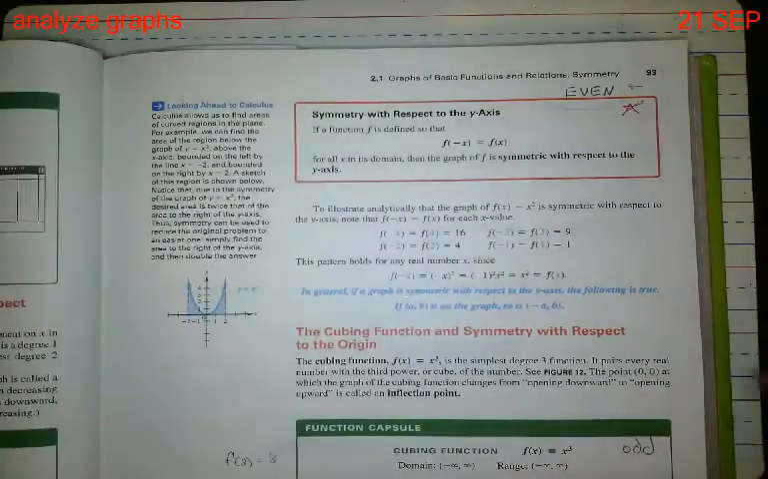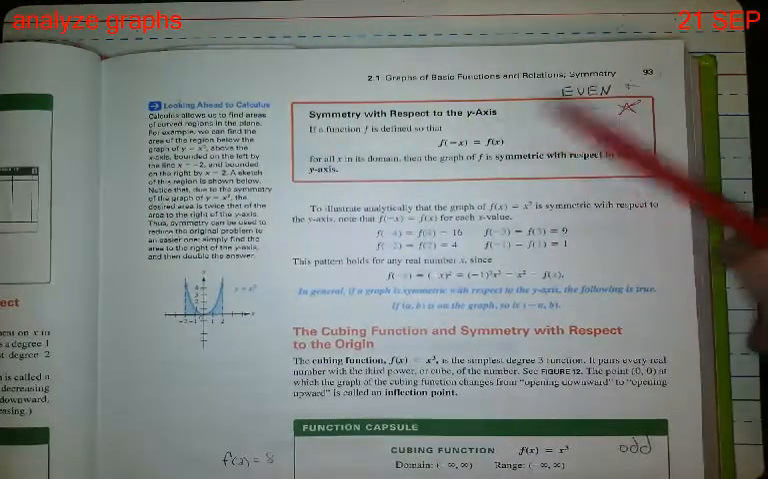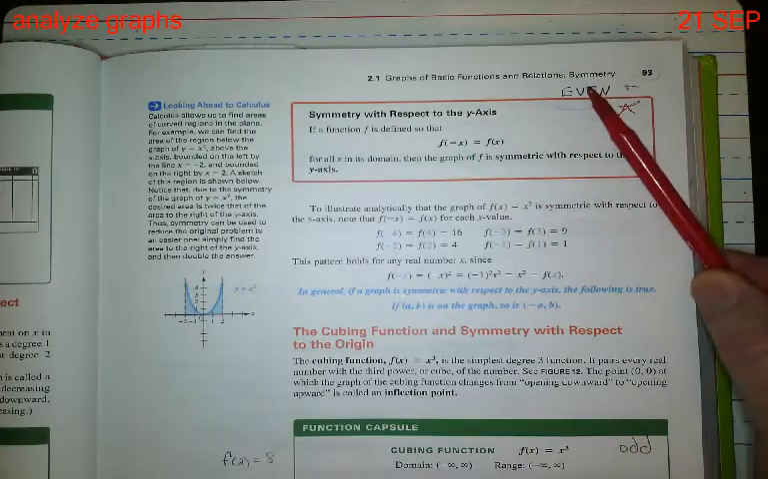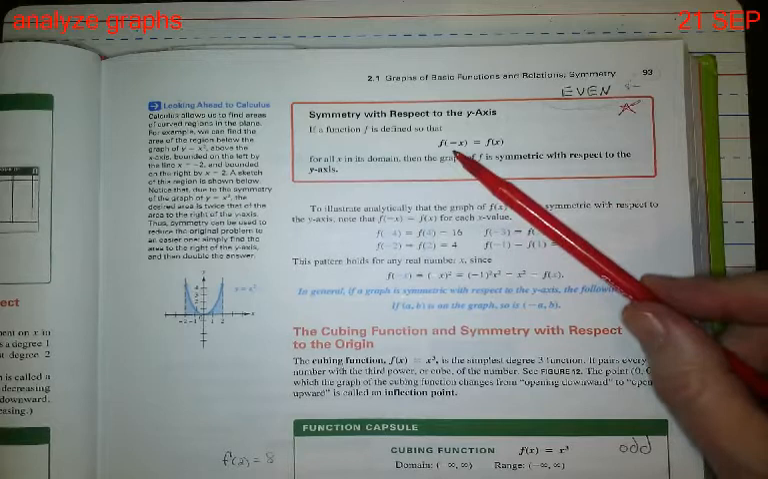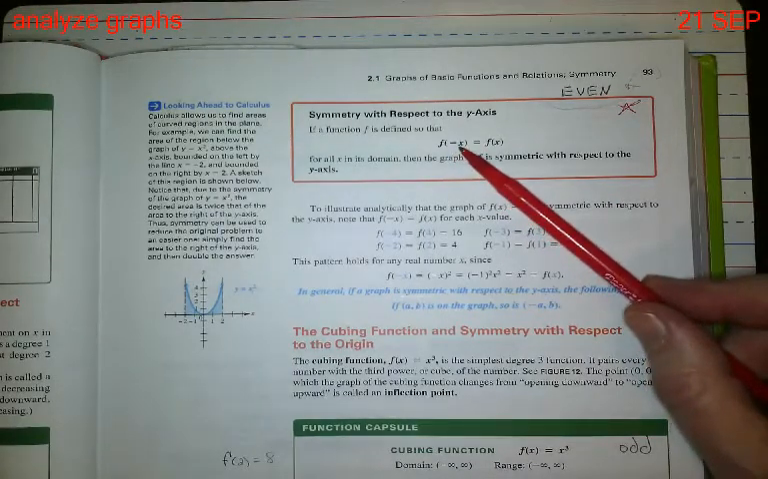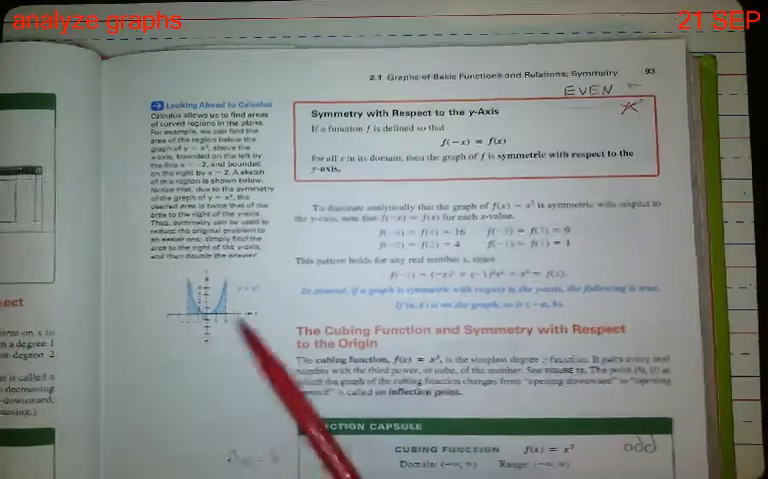There we go. Symmetric with respect to the y-axis, excuse me. That means that it's an even function. So if it's an even function, whenever I put a negative number into the problem, I get the same answers as when I put a positive number in the problem. And the example is right here.